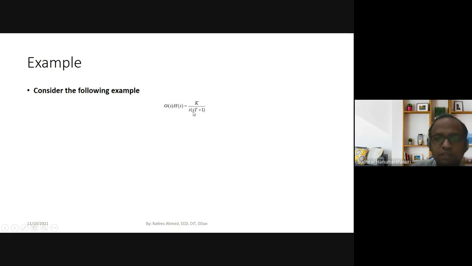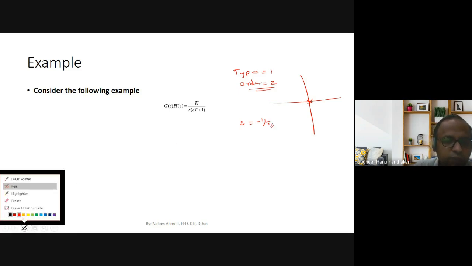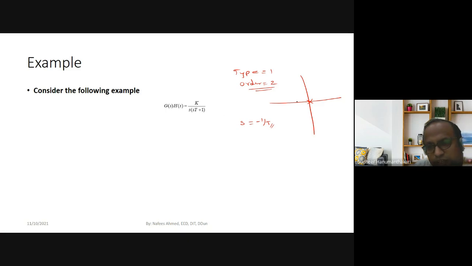So what is the type of this system? The type of the system is 1. Order of the system is 2. First, if at all you draw these poles and zeros on an S plane, there is one pole at s equal to 0, another pole at minus 1 by T. So obviously it is here, minus 1 by T. Now which contour should I take to analyze the Nyquist stability criterion?